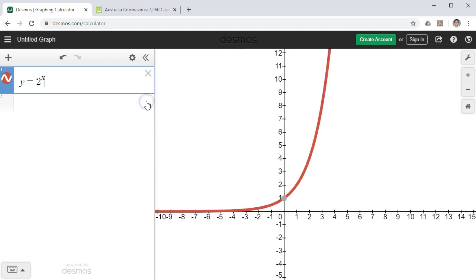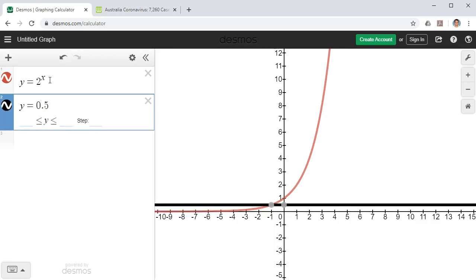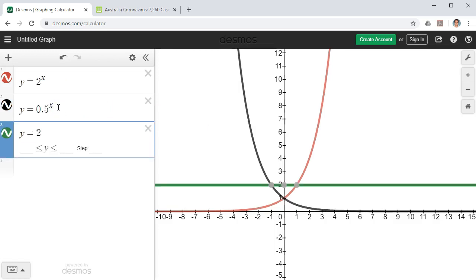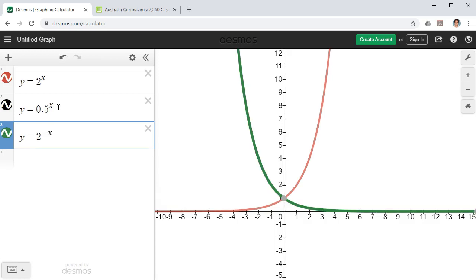So we'll go back to y equals 2 to the power of x. And if I do y equals 0.5 to the power of x, you'll notice that we get a reflection this way as well. In fact, if I do y equals 2 to the power of negative x, again, you'll notice that our green graph is exactly the same as the black graph. It went over the top of it.